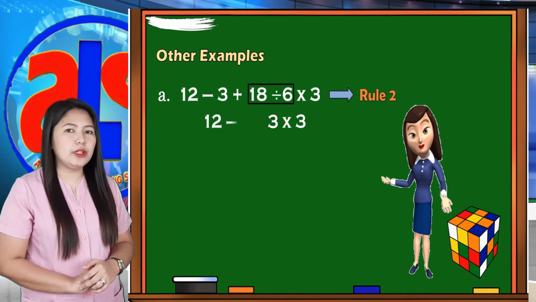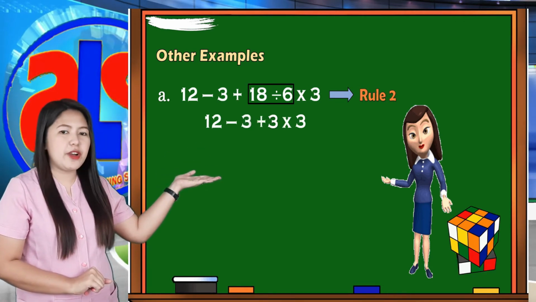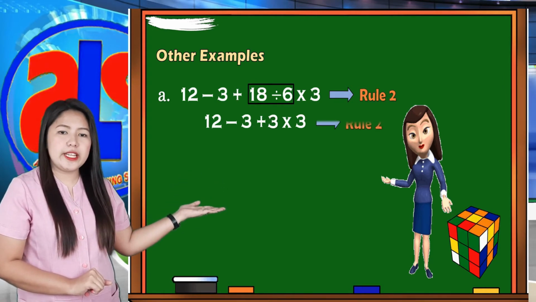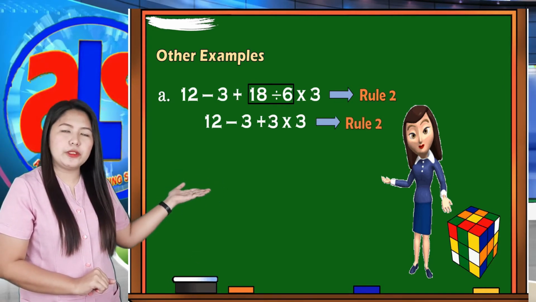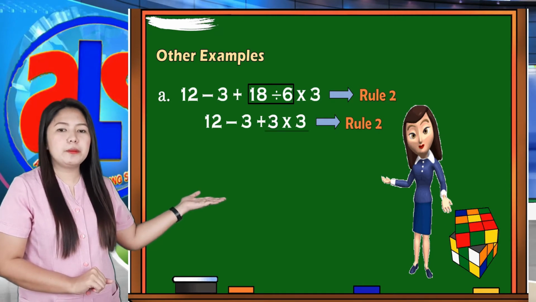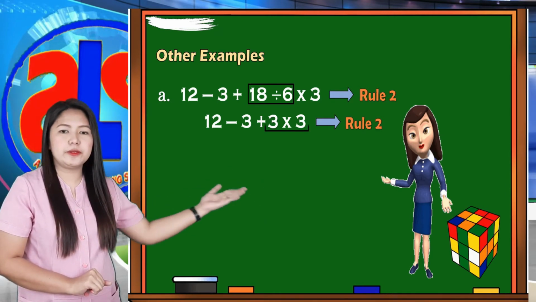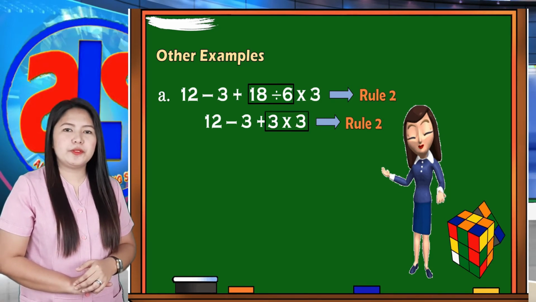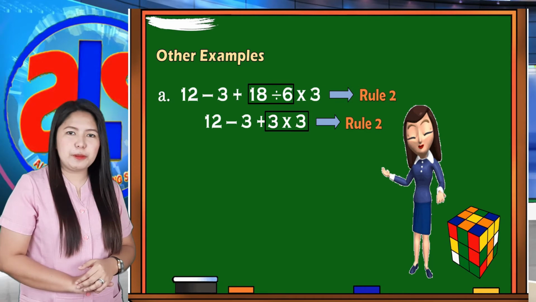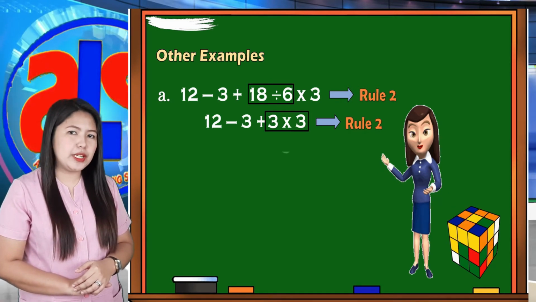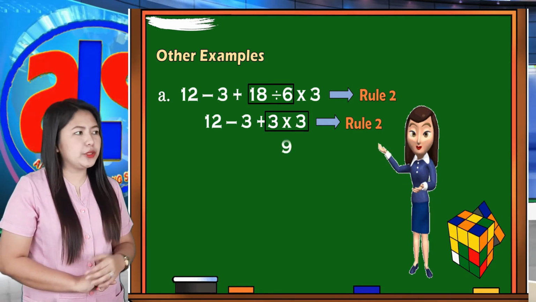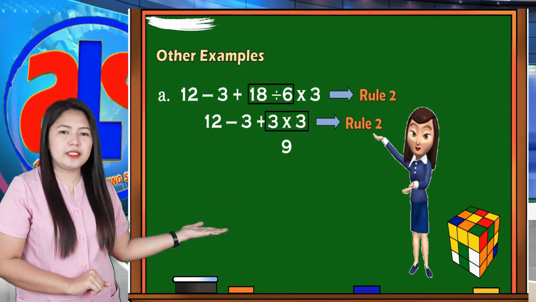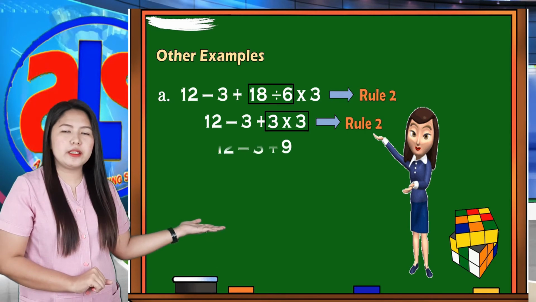So, una nating isosolve is 18 divided by 6 is 3. So, bring down 12 minus 3 plus times 3. So, ano ang susunod nating operation? Tama, magmumultiply muna tayo and that is rule number 2. So, 3 times 3 is 9. Bring down 12 minus 3 plus 9.